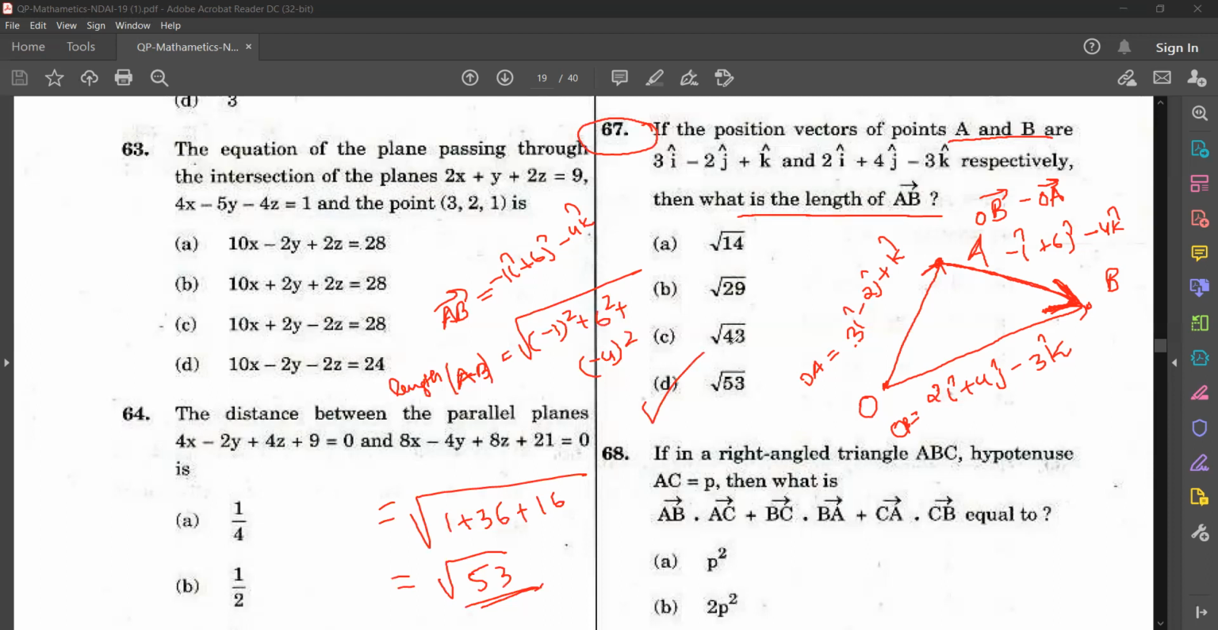So you have to just understand the meaning of position vector. Position vector is the vector from origin to that point. Usually we denote position vectors as OA, OB, OC, etc. So the AB vector is nothing but OB vector minus OA vector. Then the length of AB is just the magnitude of AB. Root of x square plus y square plus z square will be the magnitude.